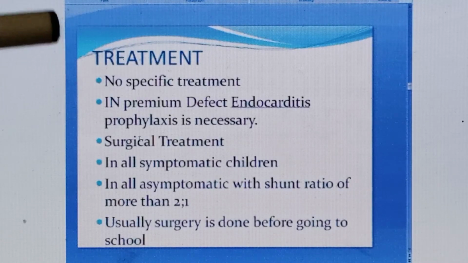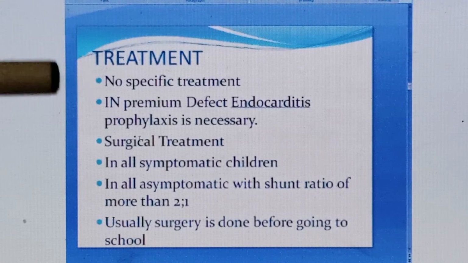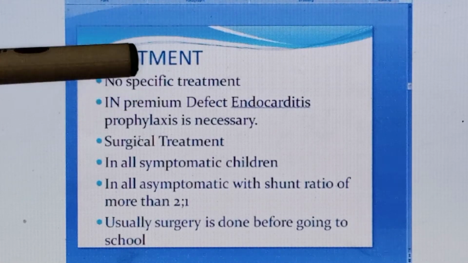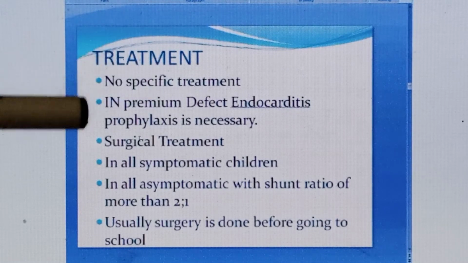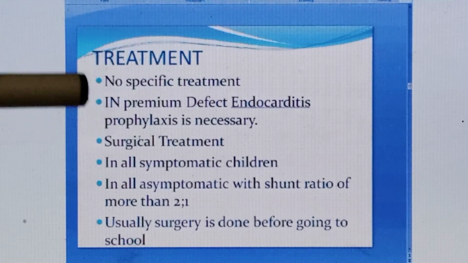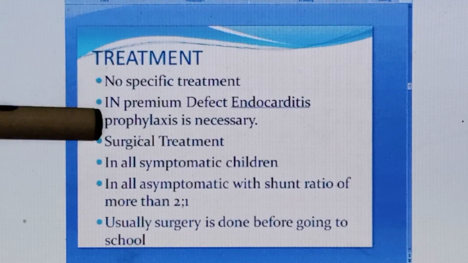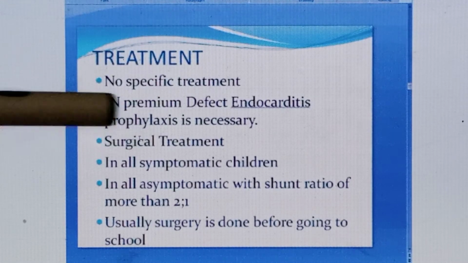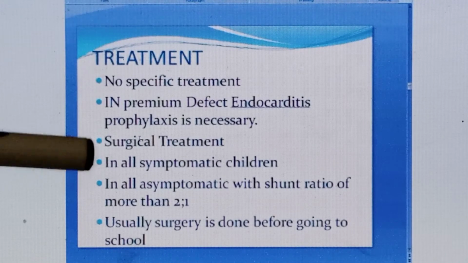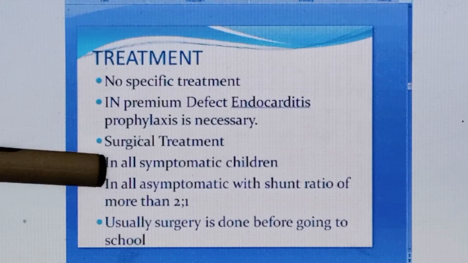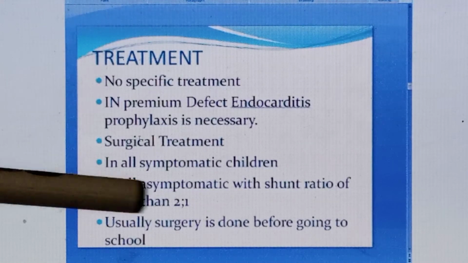Now come to the treatment. No specific treatment is required, but in the septum primum defect, that is ostium primum, endocarditis prophylaxis antibiotics are necessary because of the risk of endocarditis in these patients, because of the associated mitral regurgitation. Surgical treatment is needed in all symptomatic children and in all asymptomatic children with a shunt ratio of more than 2:1.